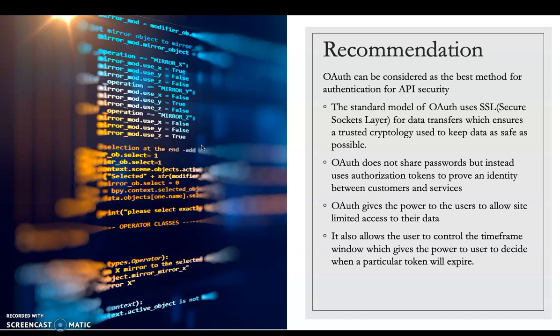OAuth gives the power to the users to allow site-limited access to their data. It also allows the user to control the time frame window, which gives the power to decide when a particular token will expire. So for the API, we created the token expiry to be every 5 minutes. Initially, it was set to every millisecond, which just caused errors.